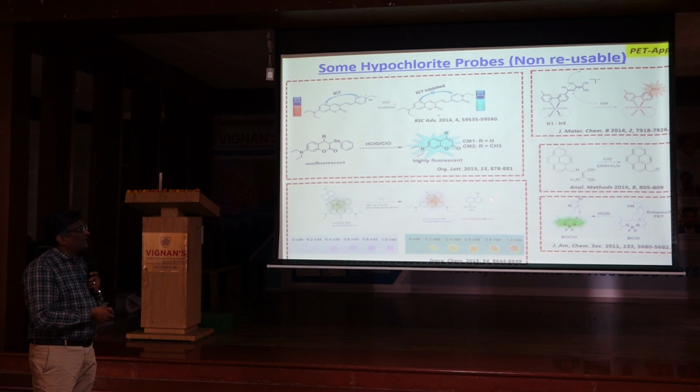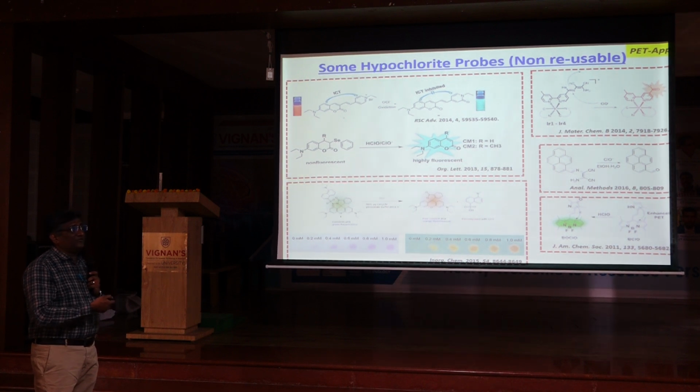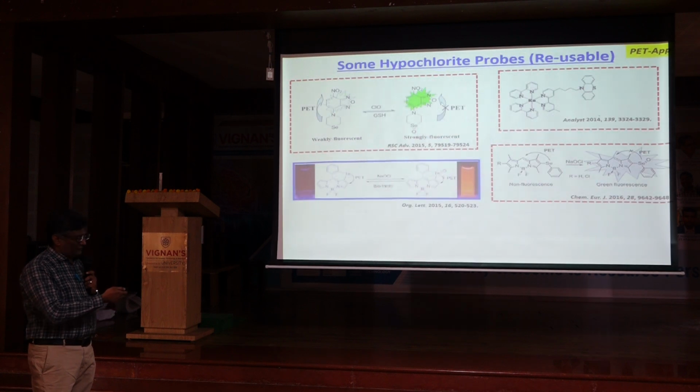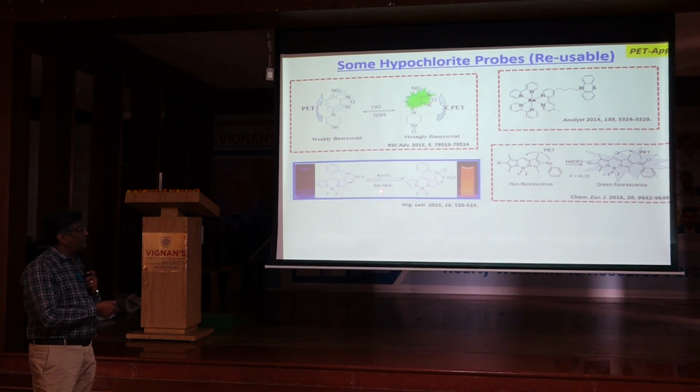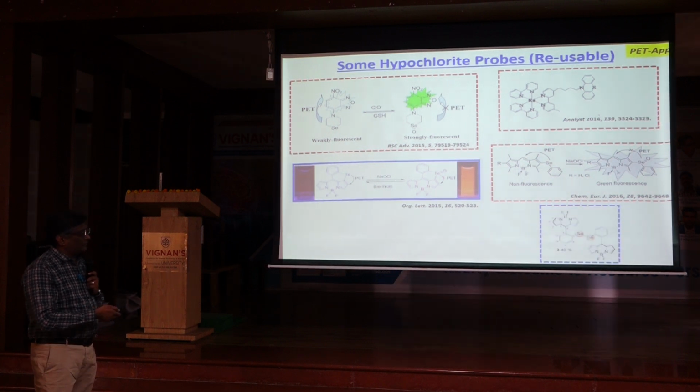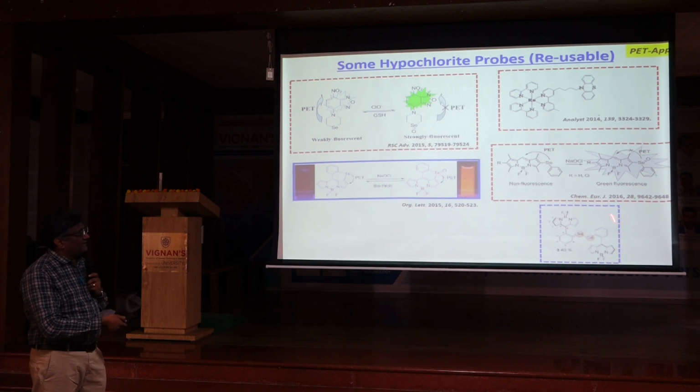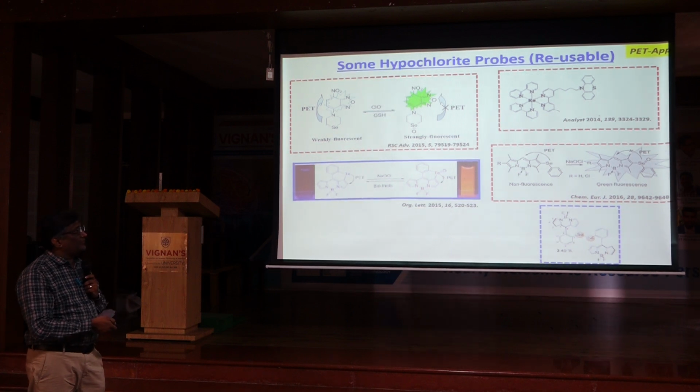But most of them are either non-reusable, you cannot reuse them, at least even for one cycle, or they are made of costly metals such as ruthenium, or they are made of toxic metals such as selenium or tellurium. And once you make this selenium complex, there is a problem that it can even form dimers of BODP.